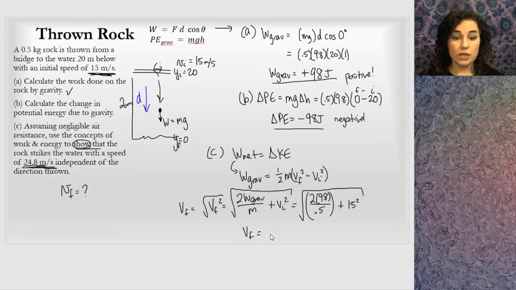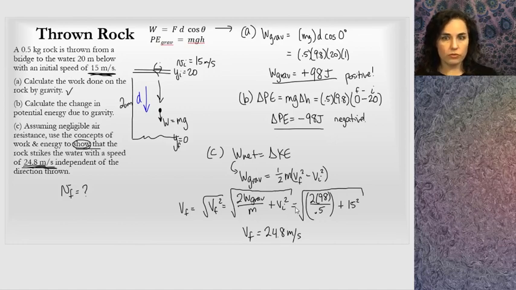And the final speed, when you run all this through your calculator, you get 24.8 meters per second. And you may be uncomfortable with this. When we did projectile motion, when we were throwing things off the bridge and they hit the water, we cared about the angle. But what we're seeing with a conservative force, this is a conservative force, right?